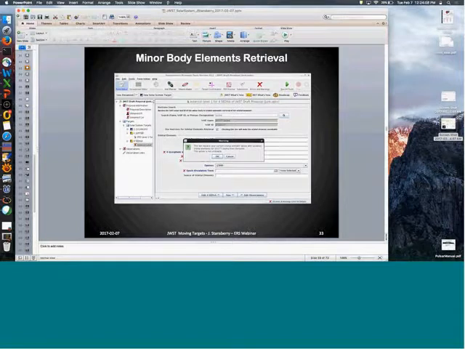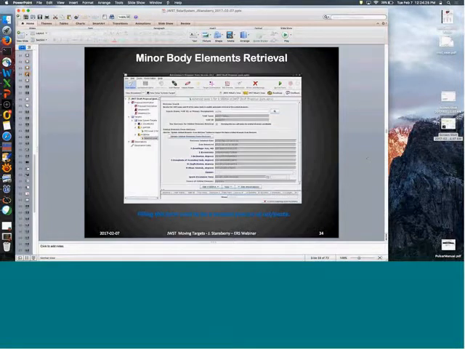Next, you click this little box that says use Horizons for orbital element retrieval. It's a waste of time at this point because there's nothing in these other boxes, but in general you're going to want to say OK. Once you do that, it populates all of the orbital elements directly from Horizons.